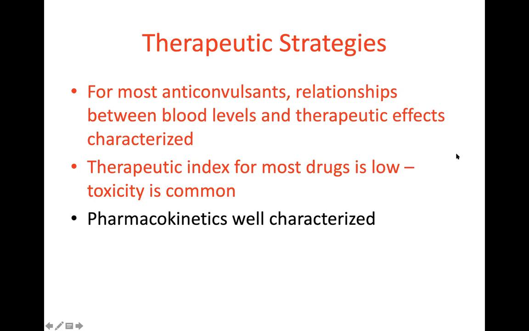So what we find is that we have a therapeutic range. For most anticonvulsants, the blood levels and therapeutic effects are characterized with regard to a range, not a correlation. We do know one of the problems is that the therapeutic index is relatively low. What I mean by that is pretty much we are anticipating that there's going to be some significant toxicities that we need to be aware of. We have characterized the pharmacokinetics for these drugs fairly well, for most of them, and even in many specific populations and situations. So we do know that.